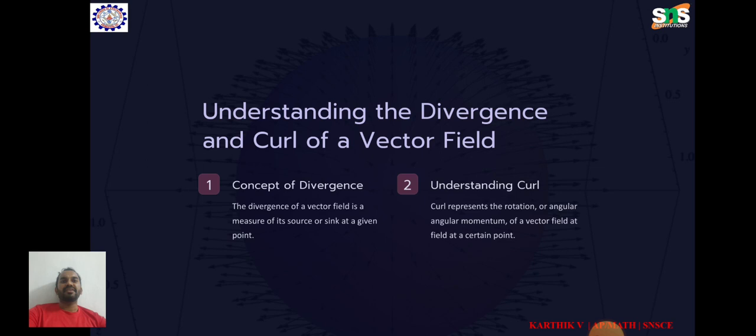Curl. The curl of a vector field measures the tendency of the vector field to rotate about a point. Mathematically, for a vector field F(x, y, z) equal to (Fx, Fy, Fz), the curl del cross F is given by del cross F equals (∂Fz/∂y minus ∂Fy/∂z) i vector plus (∂Fx/∂z minus ∂Fz/∂x) j vector plus (∂Fy/∂x minus ∂Fx/∂y) k vector.